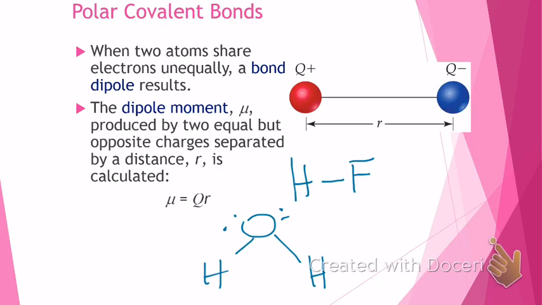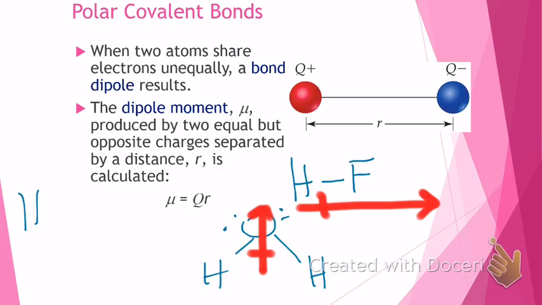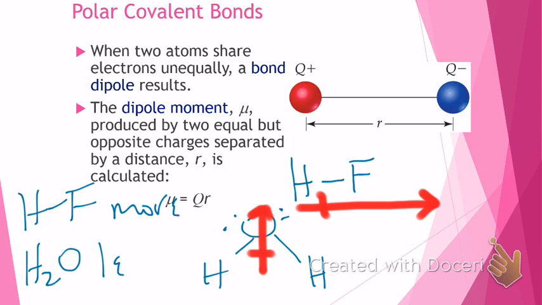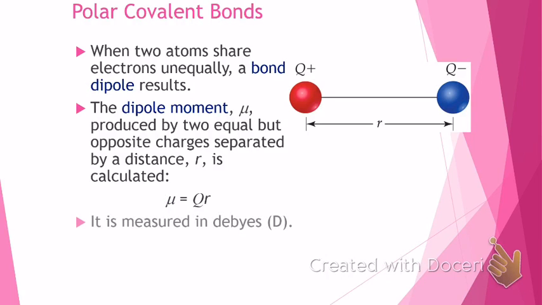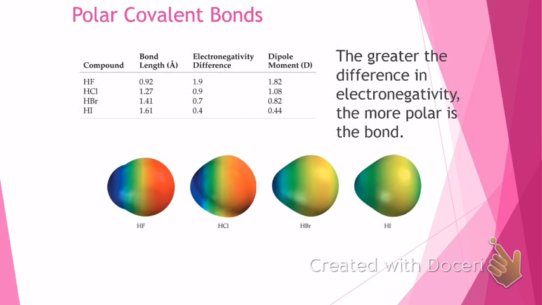So this dipole moment is going to be larger than this dipole moment. So we would say that HF is more polar and water is less polar. So this one's more, this one's less. And once again, it's measured in debyes. Okay, these are just some of the examples.